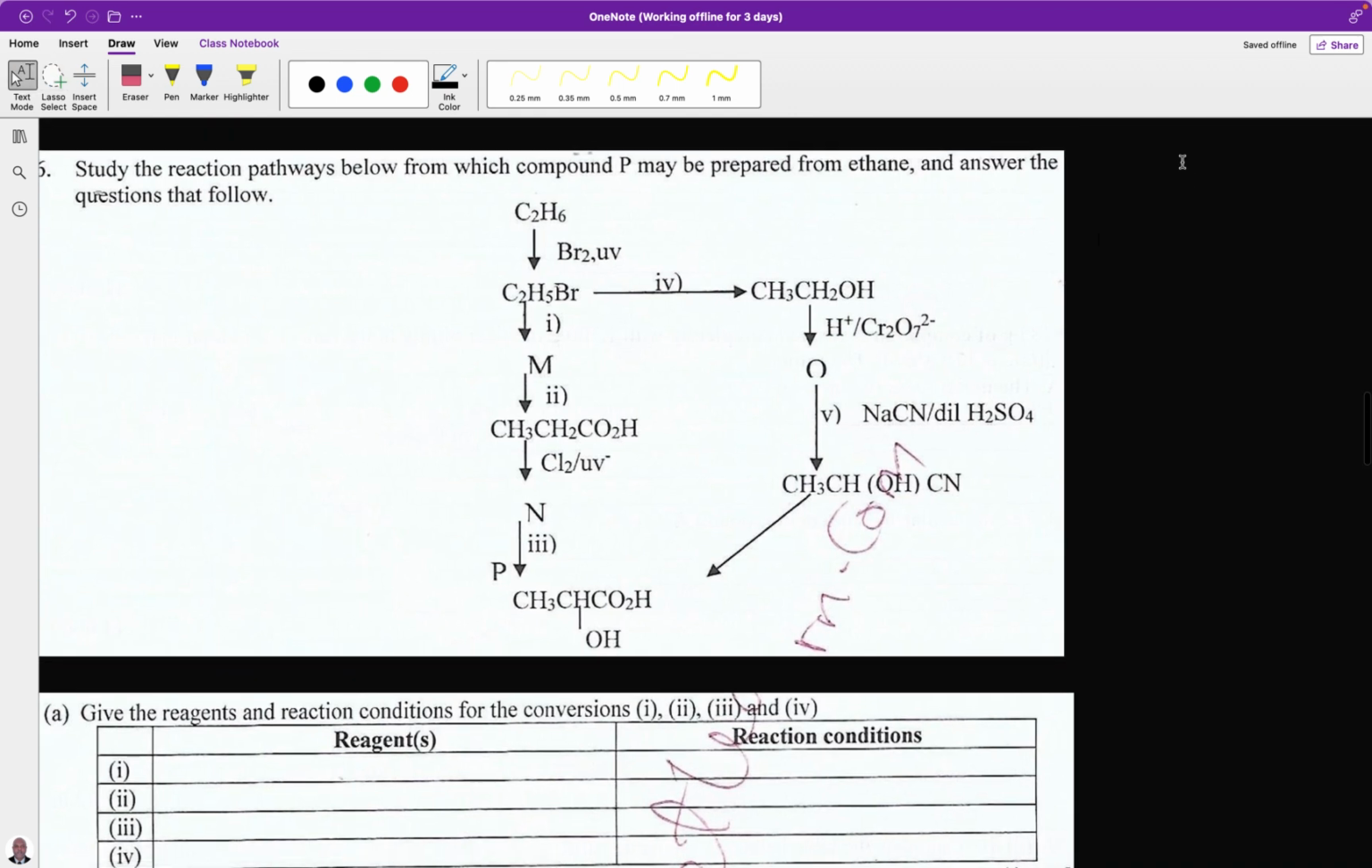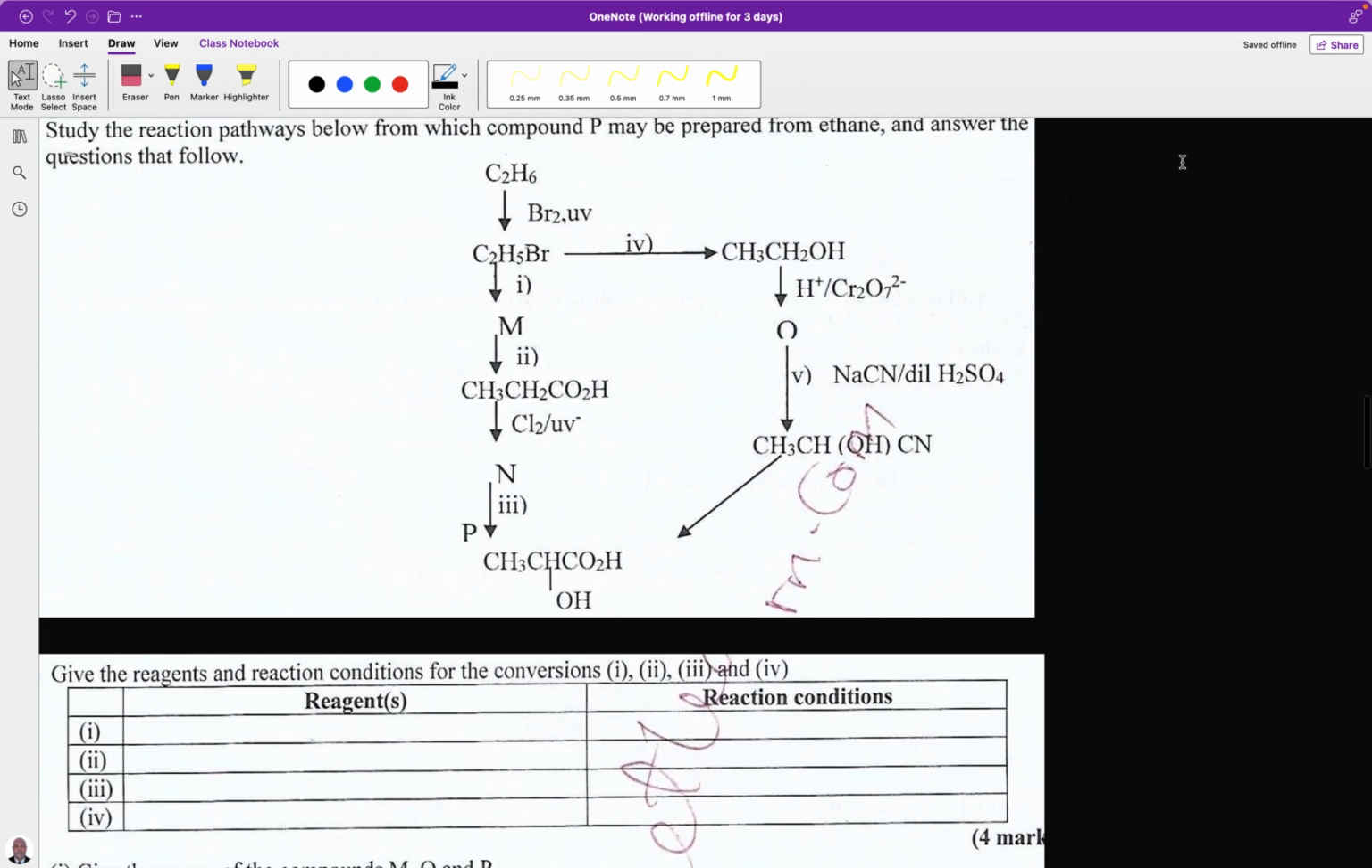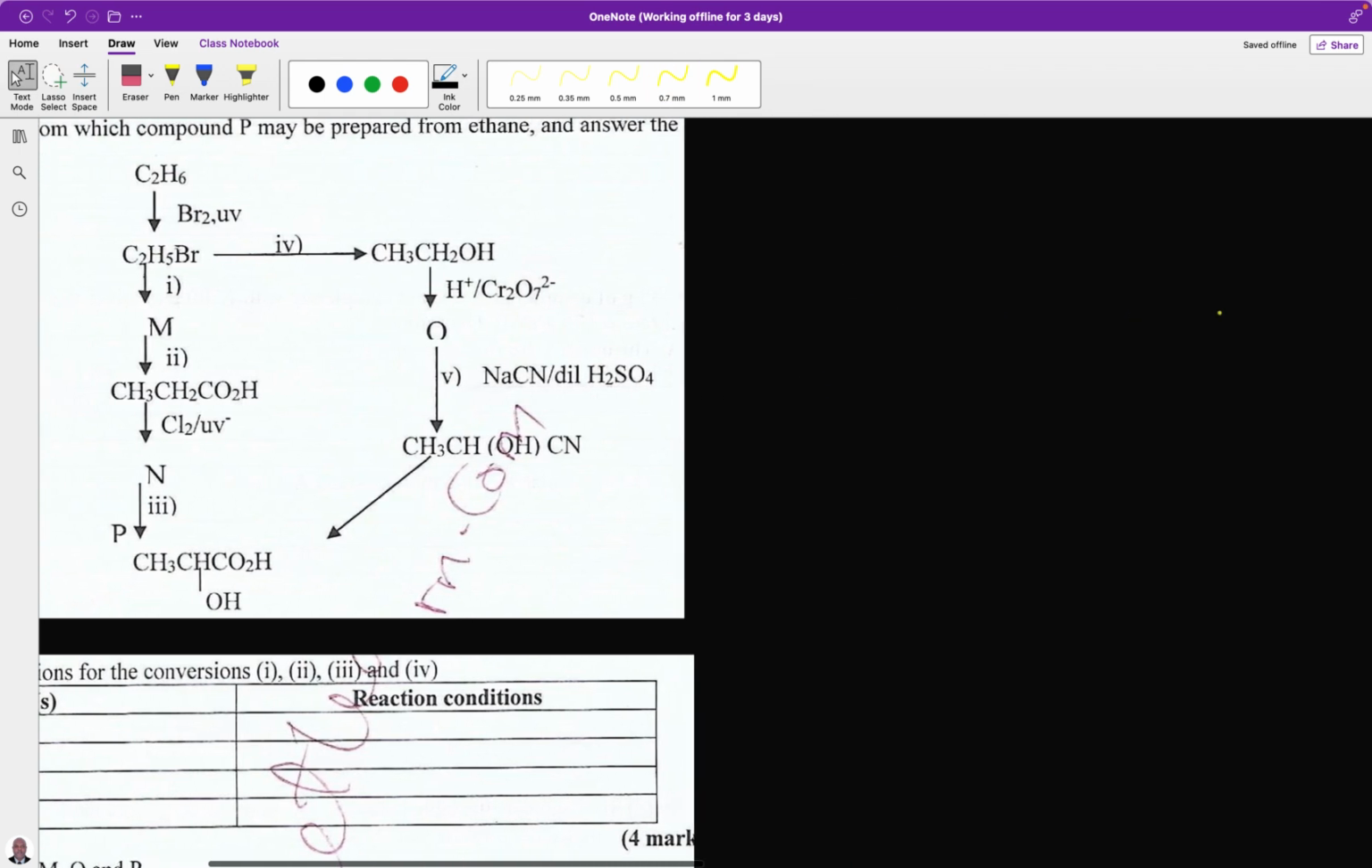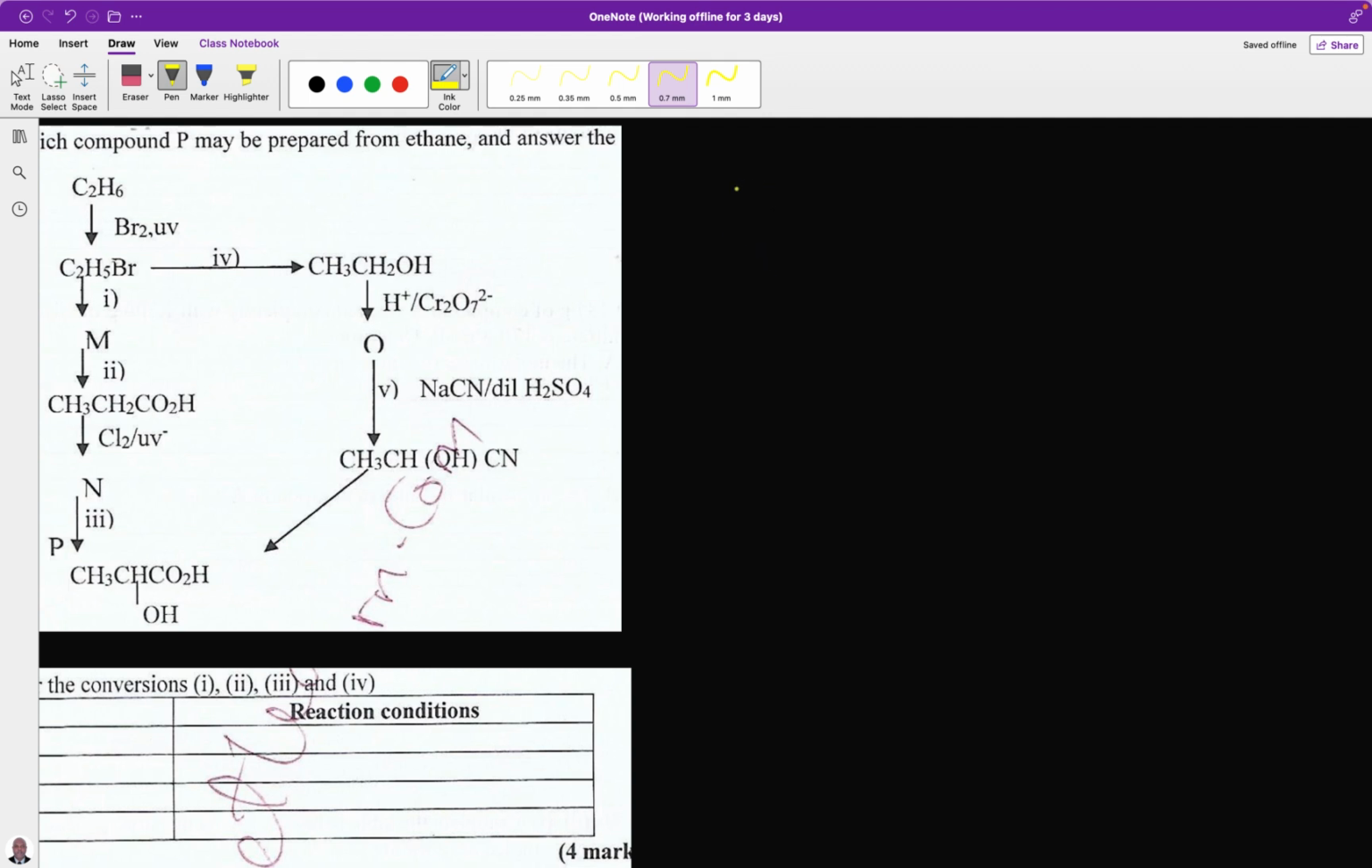So in this situation, we have to convert bromoethane to M. What is the reagent to convert bromoethane to M? Bromoethane is CH3CH2Br. We have to do it so that we can have an organic compound. When we react potassium cyanide in ethanol, we call it an ethanolic solution of potassium cyanide.